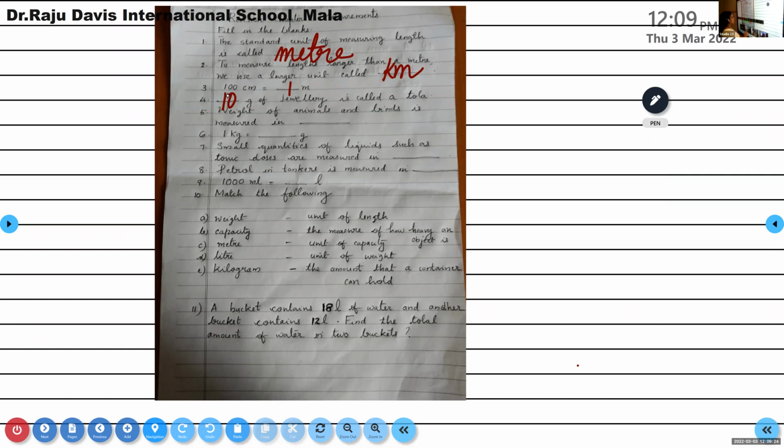Question number 5, Afrin. Weight of animals and birds is measured in which unit? Weight of animals and birds is measured in dash. Kilogram. Yes, it is kilogram. Weight of animals and birds is measured in kilogram. Very good. Next question.